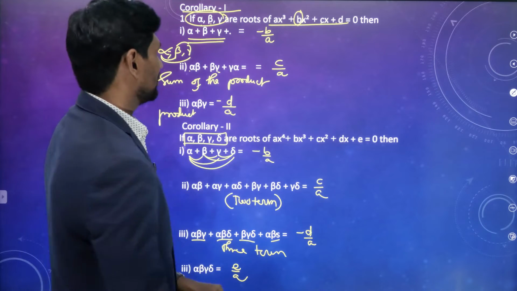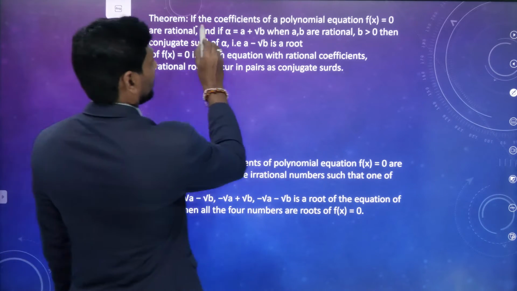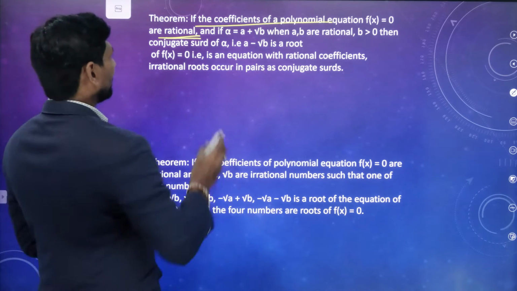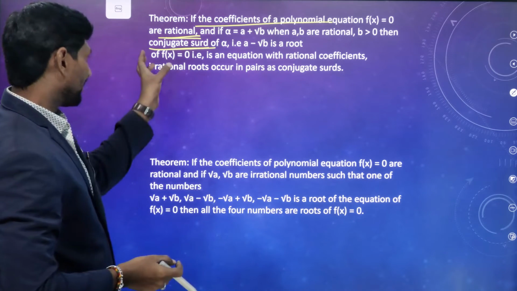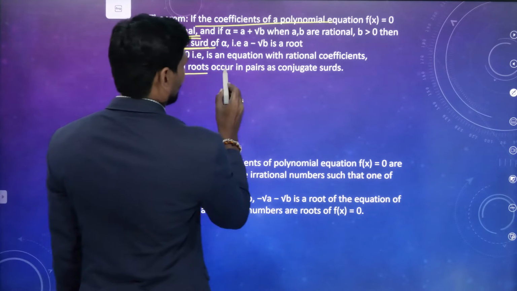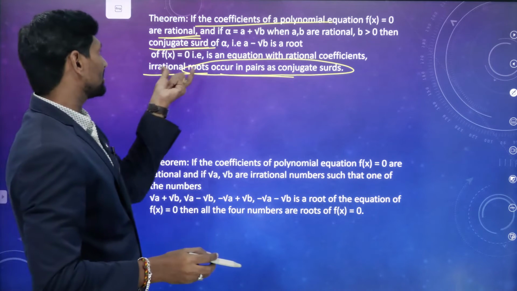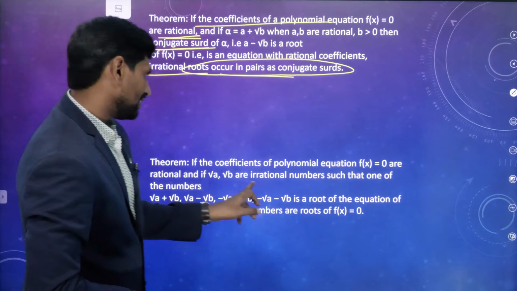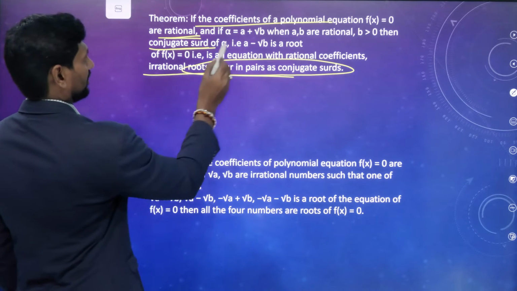Now let us see this. If the coefficients of a polynomial are rational, then you will have conjugate surds. That means if f of x equals 0 is an equation with rational coefficients, then irrational roots occur in pairs as conjugate surds. Irrational roots will appear in pairs. Now here, 2 conditions you should remember.